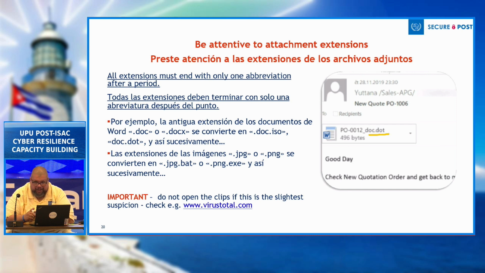And it should also only have one period, one dot after the name. So only name dot something, not name dot something dot something. That's normally a deliberate attempt to fool you. So you'll see something like doc.pdf.docx. That's probably something designed to fool you. All right?